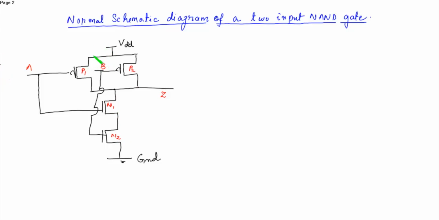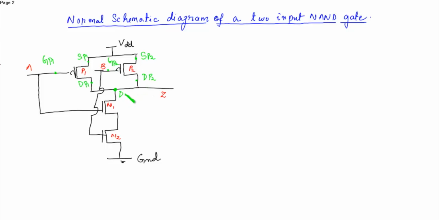Now let's see the terminals. This is the source terminal of P1. This is the source terminal of P2. This is the drain terminal of P1. And this is the drain terminal of P2. This is the gate terminal of P1. And this is the gate terminal of P2. So this is the common drain of P1 and P2. So we know that the output is obtained always at the drain terminal.